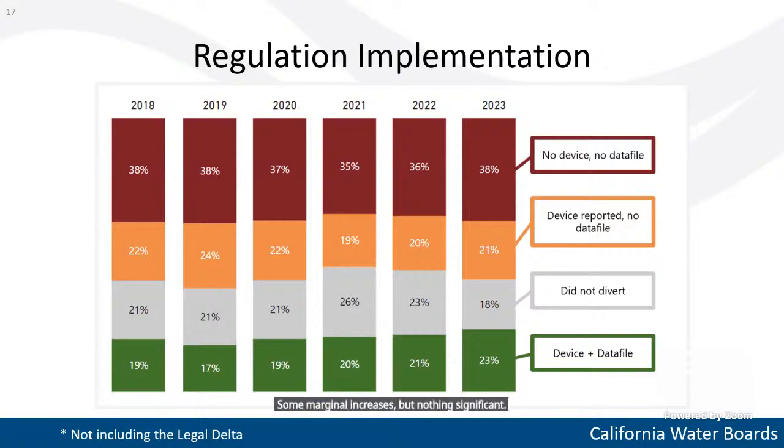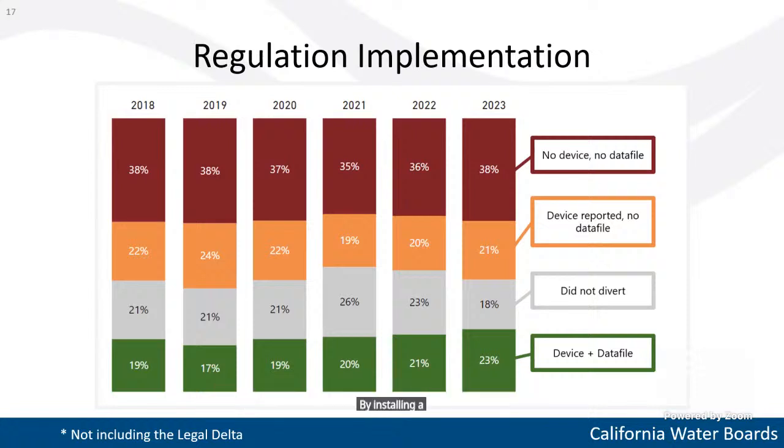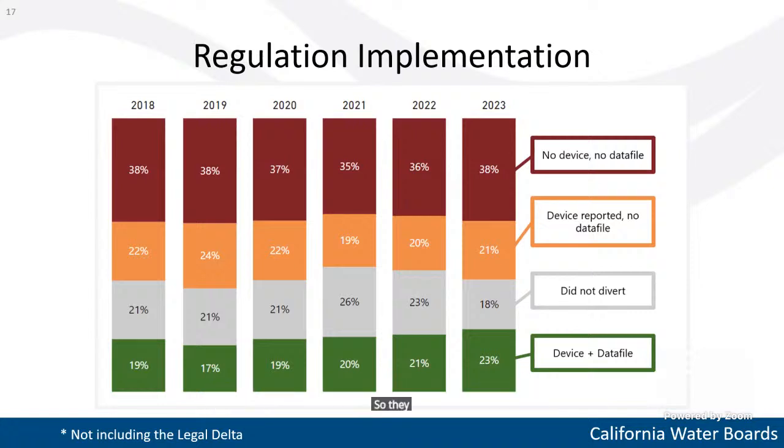As you can also see from this chart, there are a select number of diverters that are attempting to comply with the regulation by installing a device and reporting it to the board, but still failing to submit their measurement data each year. And there's also a subset of diverters who may have a water right for over 10 acre-feet, but are not diverting in a given year, so they have nothing to measure. Next slide.